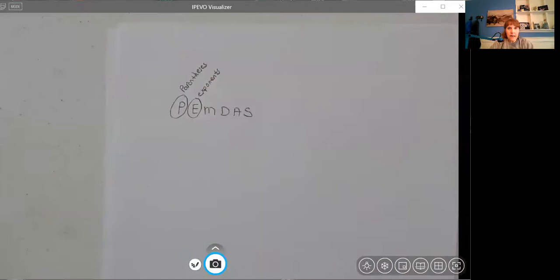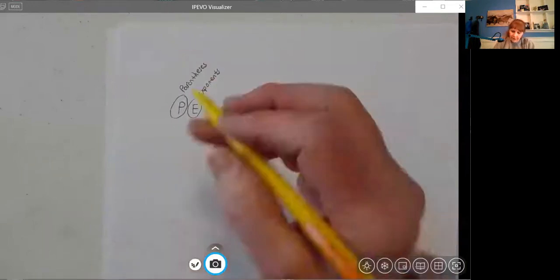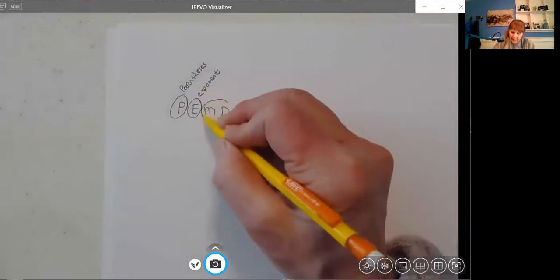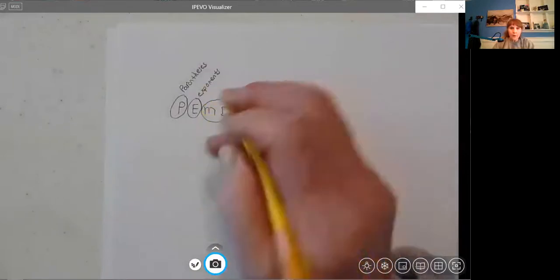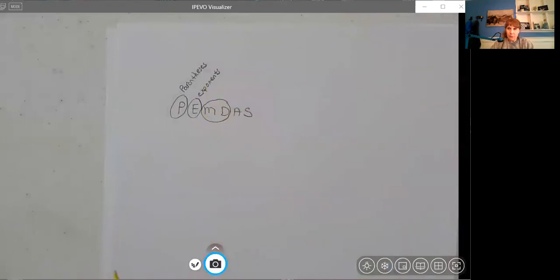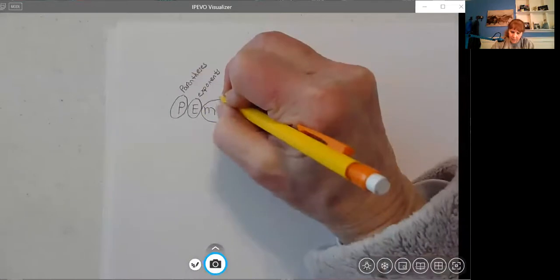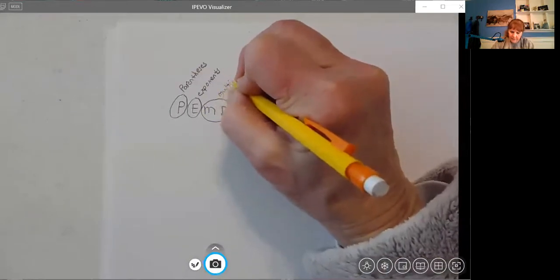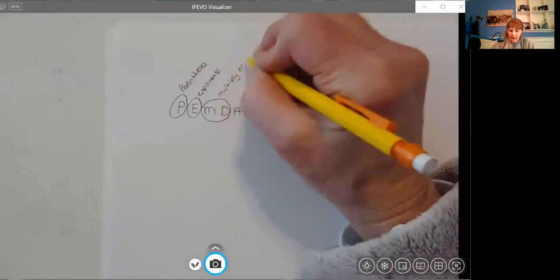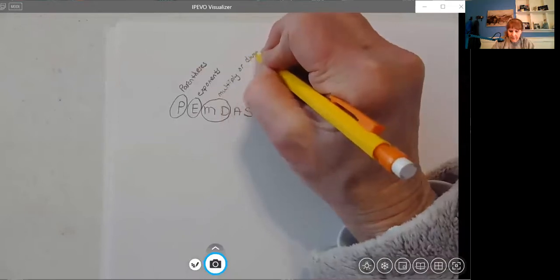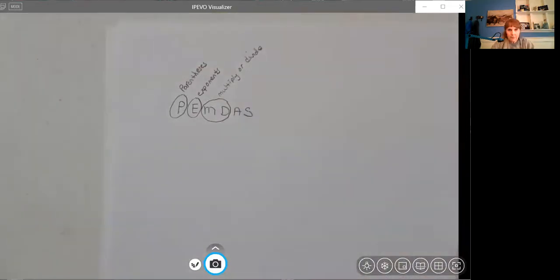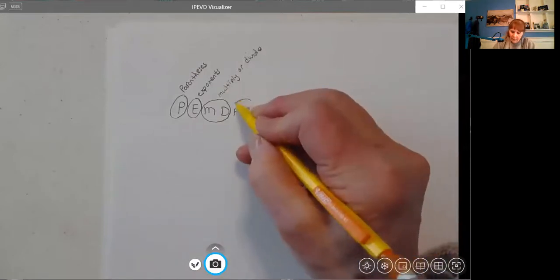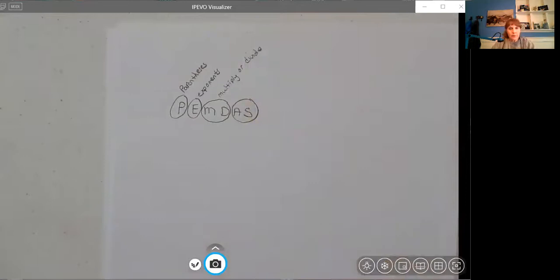We'll do exponents next. Now the next two, multiplication and division, you do these from left to right as you come to a multiplication or a division. So those are done together as you read the expression from left to right. So here this is multiply or divide, as you come left to right. And the last two are add or subtract, as you come to them reading from left to right.